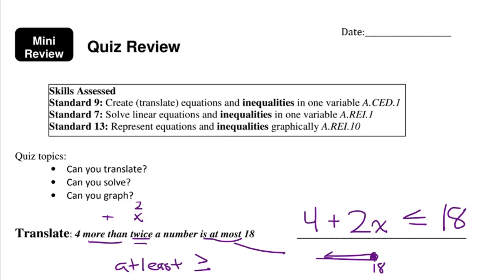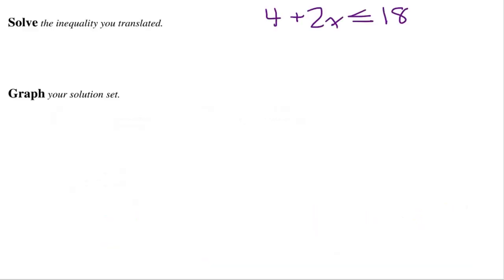Alright, 2 more things to do with this and then you're done reviewing. It's that simple. Okay, so the last 2 parts of this review sheet are you have to solve the inequality that you translated and you have to graph your solution set. So let's start with solving. So again, just like an equation, I'm going to draw my line down where my inequality symbol is.